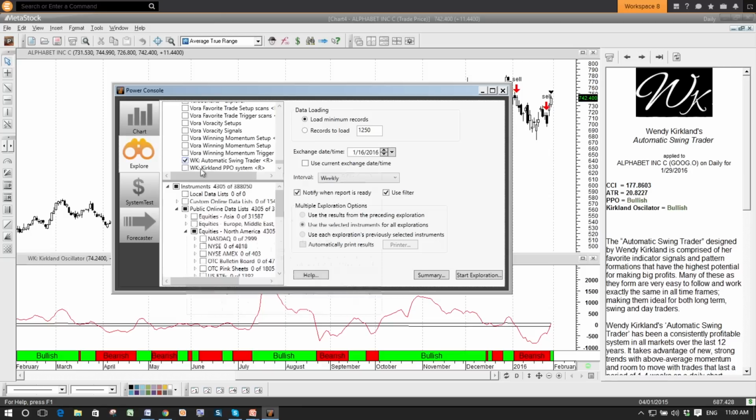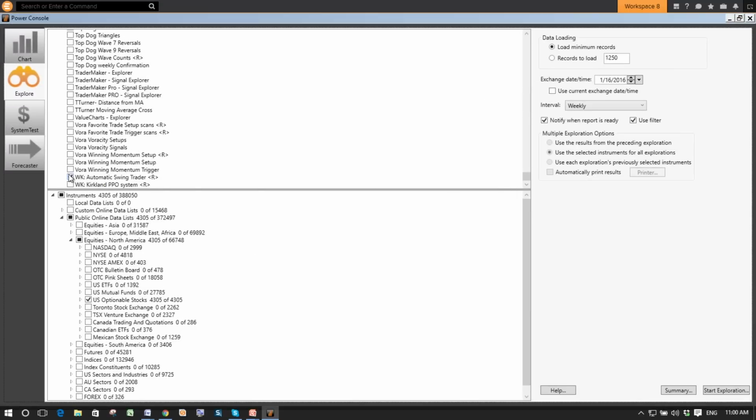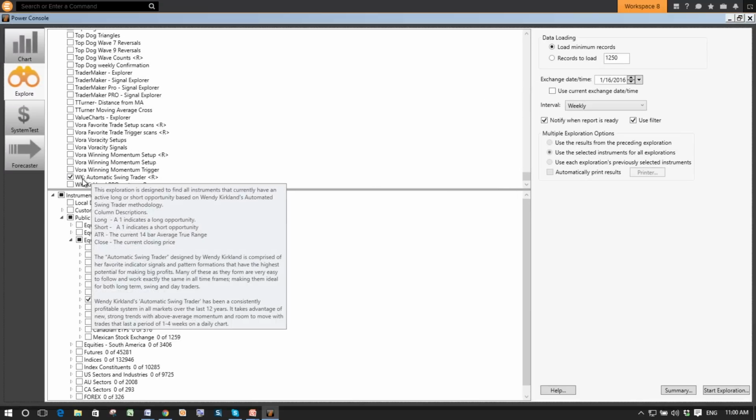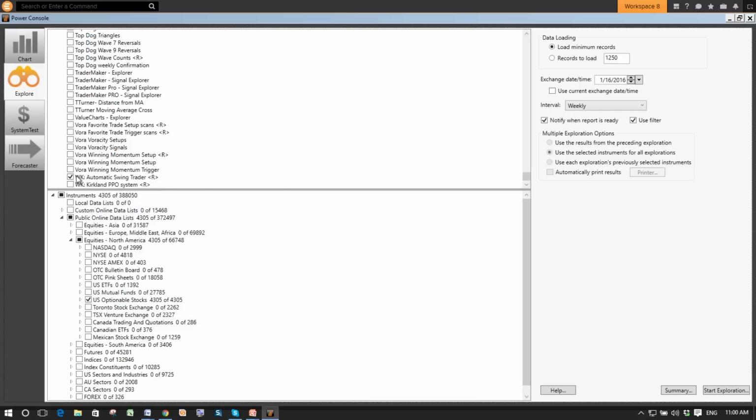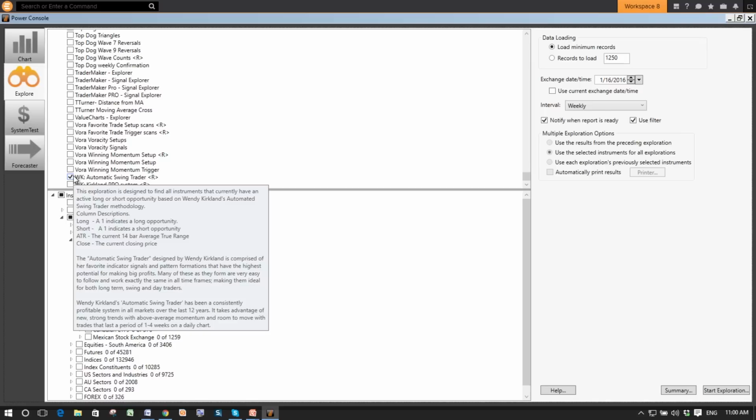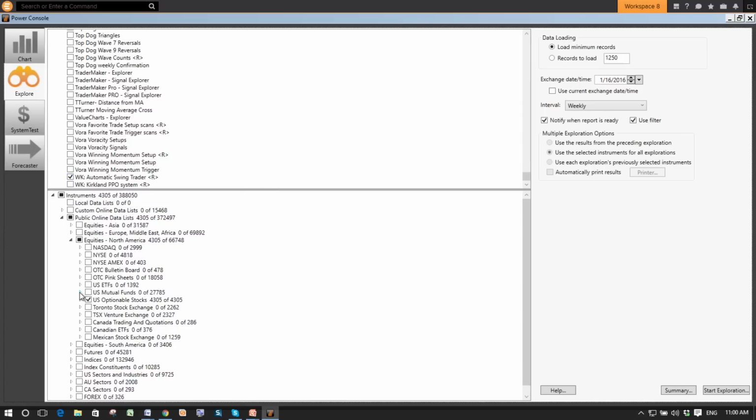Okay, and so what I've done, this is our Power Console screen, in case you're not familiar with MetaStock. The name of the exploration in MetaStock is called the WK Automatic Swing Trader. Okay, and you'll notice if I hover over this, it's going to give you some notes in terms of what it's looking for. I'm just going to select that, and I've already run this, but I'm also going to select the U.S. optionable stocks, so it's going to go through 4,300 stocks and tell me which ones have a valid buy signal or sell signal today. I can use a time frame. I can change these options over here. For example, you could do a daily scan if you wanted to. If you wanted to run it on an intraday basis, you could go down to 60 or 30 minutes. Or you could do a weekly or a monthly scan if you wanted to get a little bit longer term with it. Daily is fine. And then once you've selected that and the lists that you want, you'll just click on Start Exploration.